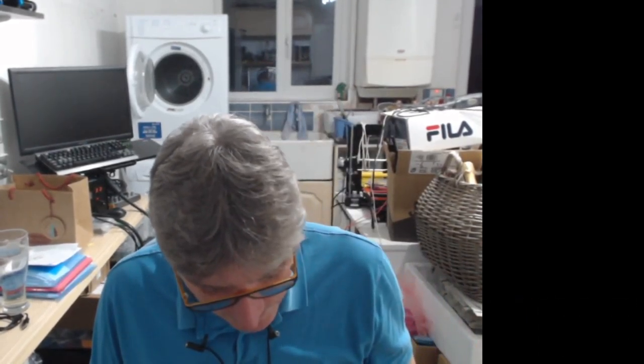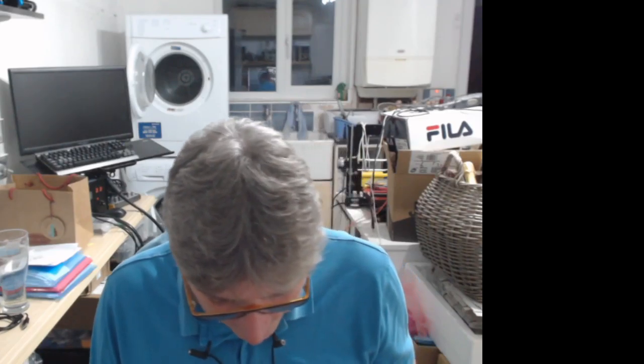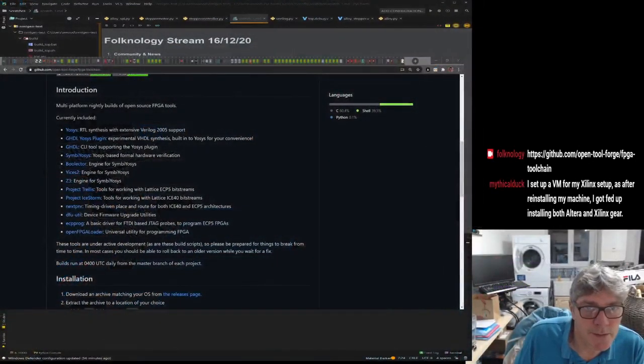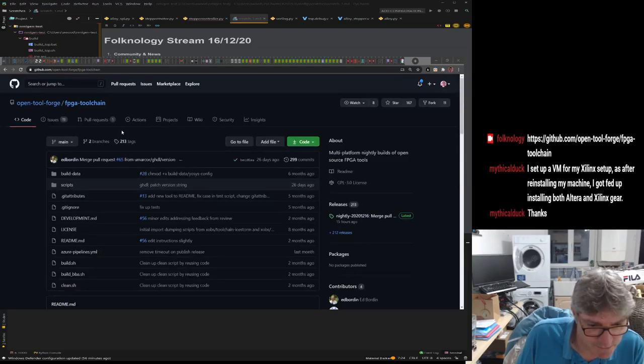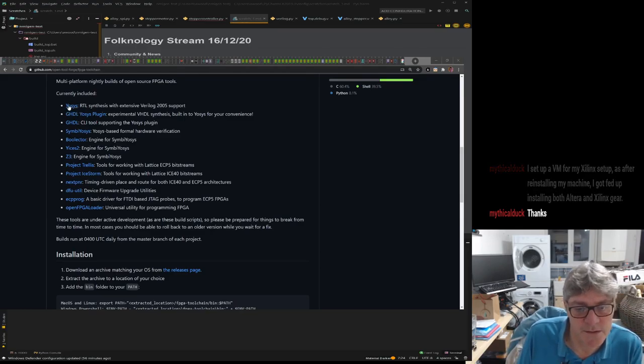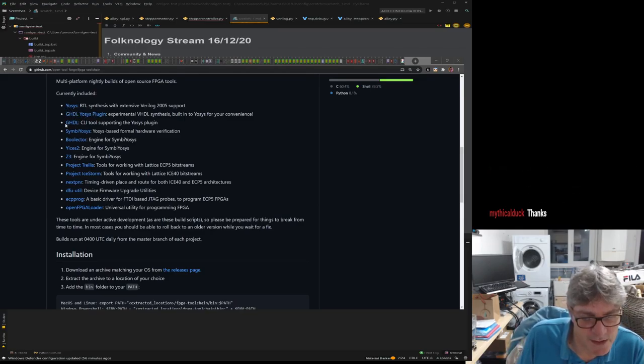So this might be a useful place to start for the software, Mythical Duck. And they talk about, so that's this one here. They talk about multi-platform nightly builds. So they're including Yosys. They've got the GHDL Yosys plugin and the GHDL command line tool.